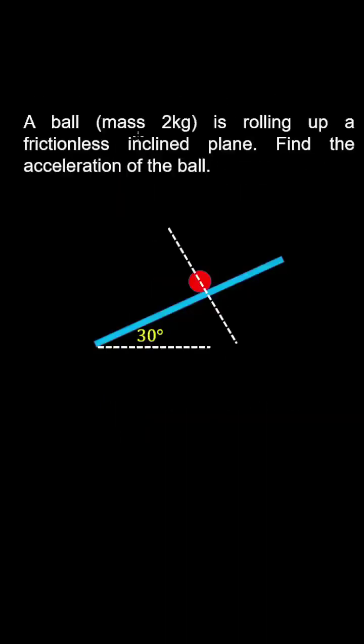A ball with a mass of 2 kilos is rolling up a frictionless inclined plane, and we're asked to find the acceleration of the ball. So first we draw a free body of the ball, taking the forces acting through the center of mass, because we treat it as a particle. So we have the force of weight and the normal force.